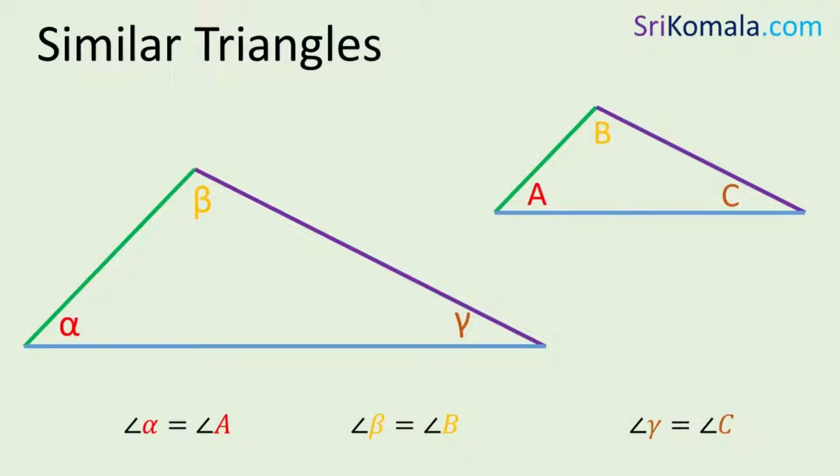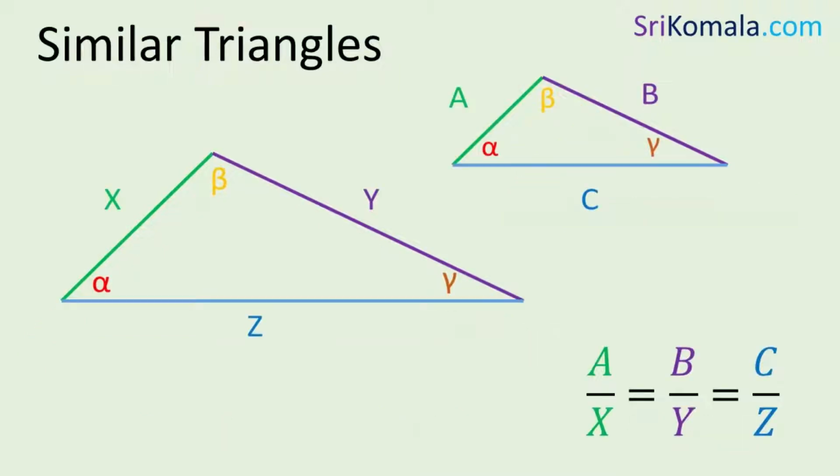Angle A corresponds to angle alpha. They have equal measure. Angle B corresponds to angle beta. They have equal measure. Angle C corresponds to angle gamma. They have equal measure. Because all the corresponding angles are respectively equal, consequently all ratios of the three pairs of corresponding sides are also equal, and vice versa.